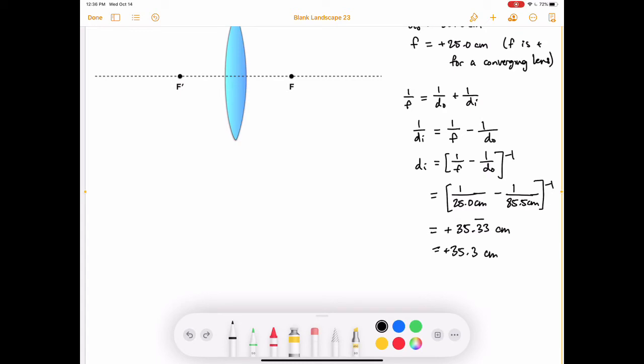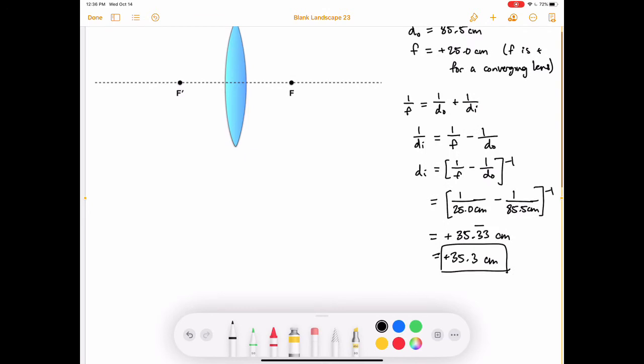Okay, so that's our image distance. Now notice we can immediately say something about what type of image we have. Because di came out positive, remember, this means we have a real image, according to the sign convention.